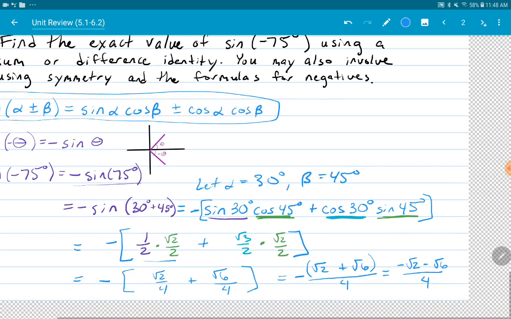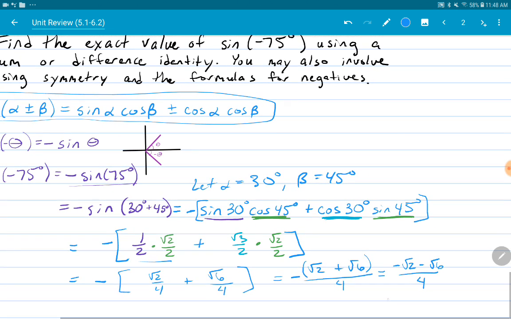Which is equivalent. I think I have it in the answer key a little different. I think it might be negative radical 6 minus radical 2, but I can switch those around since addition is commutative, so I can switch the order. Yeah, commutative, that's right, commute.